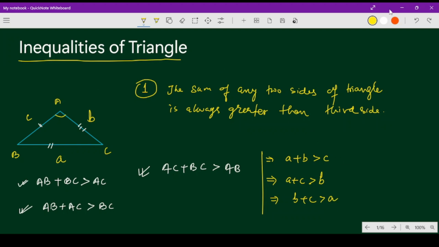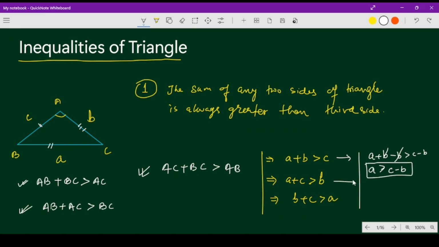Now from this inequality itself, we can come up with one more result. If we are subtracting from the first inequality, a plus b is greater than c, if I subtract b on either side, then we'll find that b and b get cancelled. So a is now greater than c minus b.